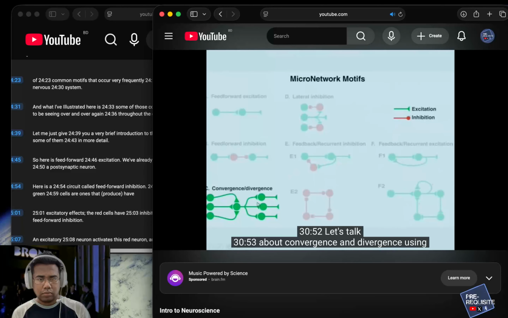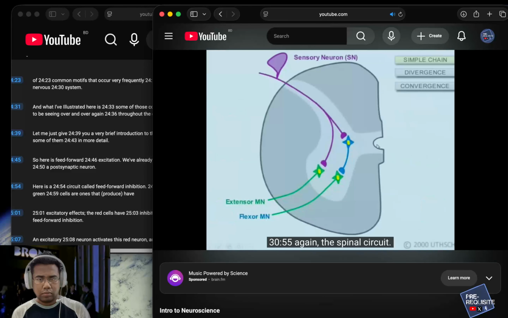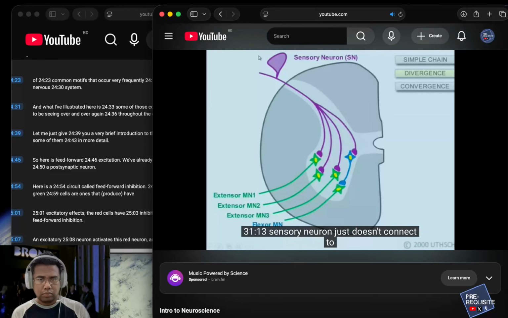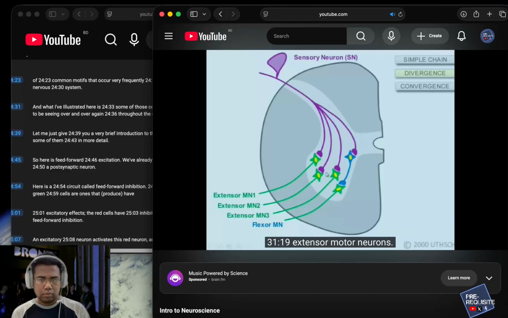Let's talk about convergence and divergence using, again, the spinal circuit. So here is the very simplified version of the basic circuit. The sensory neuron connects to the extensor motor neuron. It also connects to the inhibitory interneuron, which in this case would inhibit the flexor motor neuron. It's more complicated than that: the sensory neuron doesn't just connect to one extensor motor neuron. It connects to many different extensor motor neurons. So this is the principle of divergence.